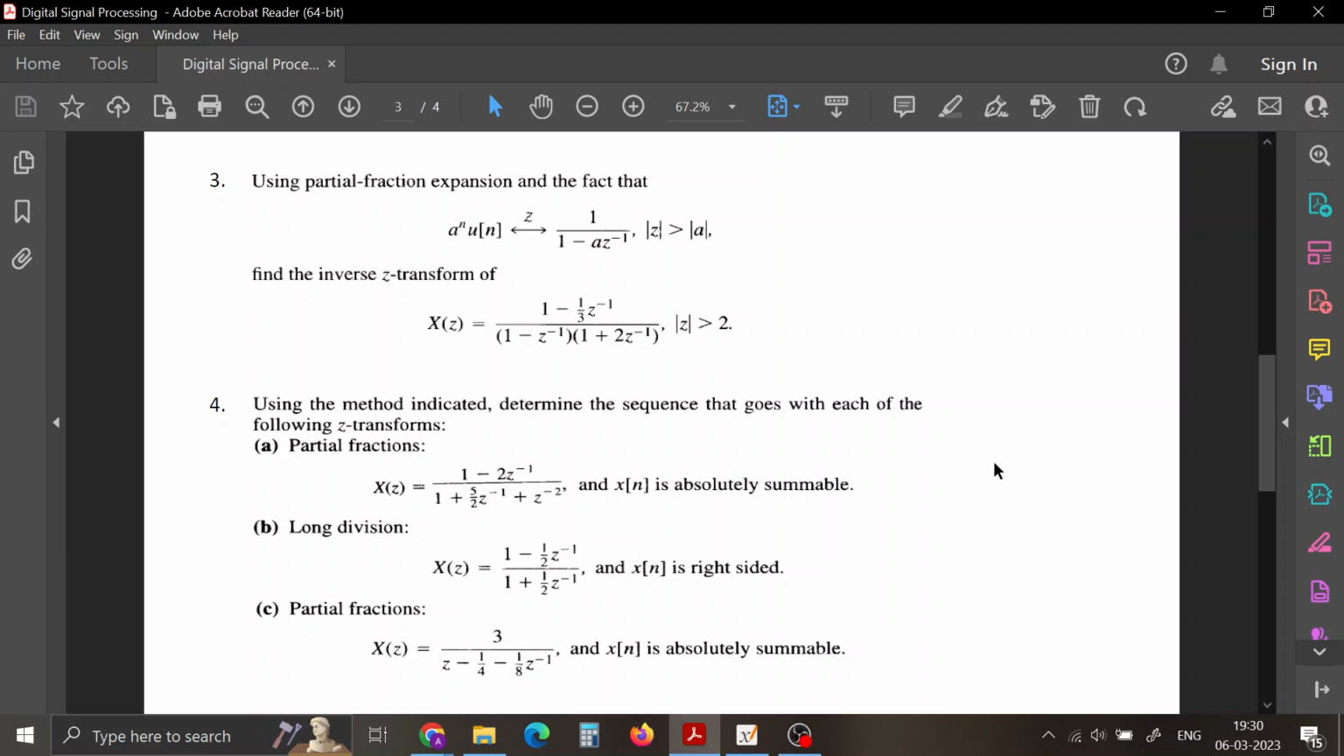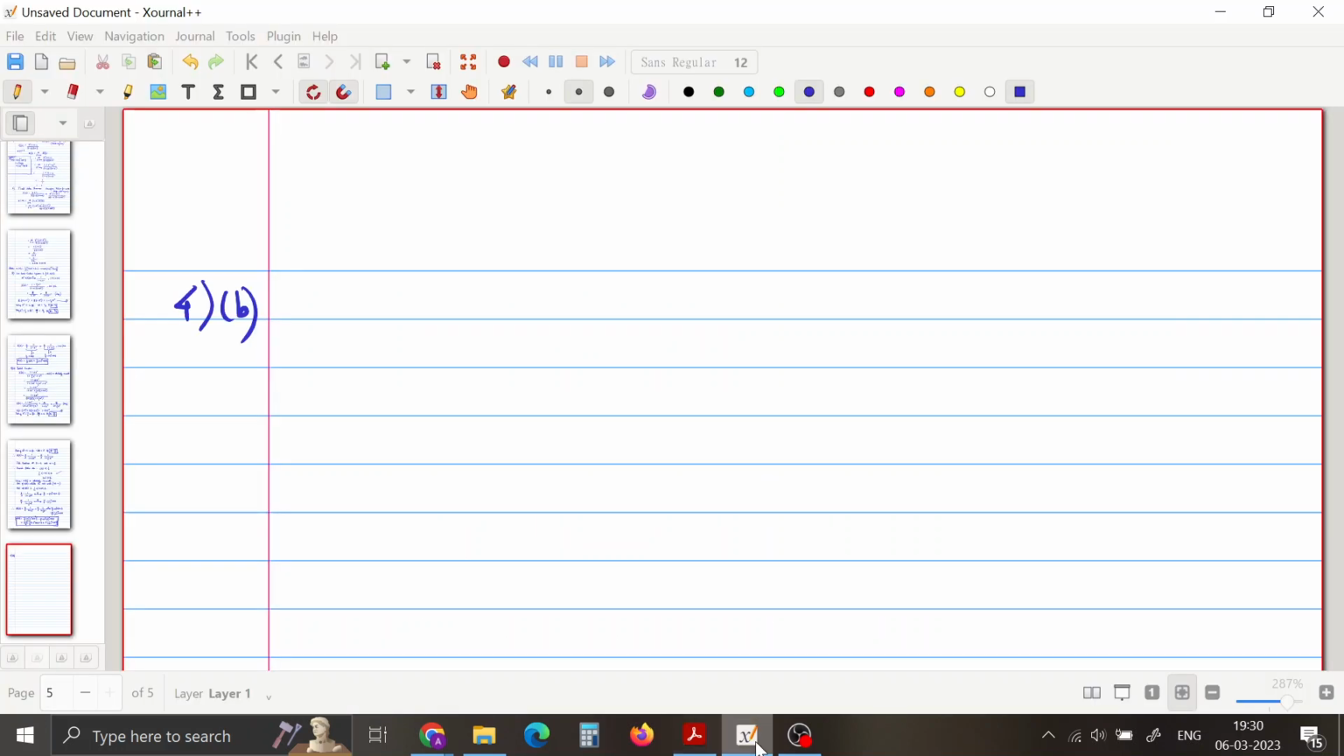And we have been asked to use the method of long division. Previously we used the method of partial fractions, but now in part B we have been asked to use the long division method to find x of n. So let's do that. We will get a flavor of how to use all these different methods, right? So here we need to use long division.